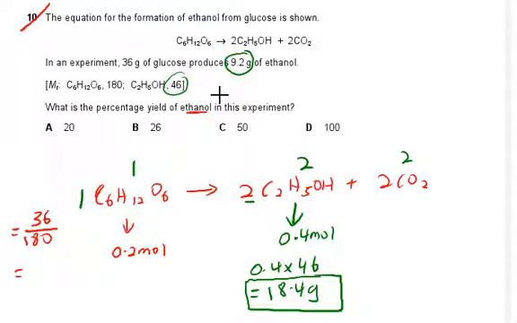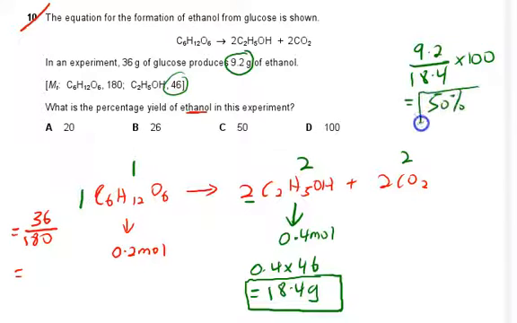So your next calculation here will be 9.2 divided by 18.4, which is 0.5. You multiply with 100, and you are getting about 50%. So this experiment only produced about 50% efficiency, percentage yield. Okay, so this is the calculation for question number 10. So I'll move on with the next question.